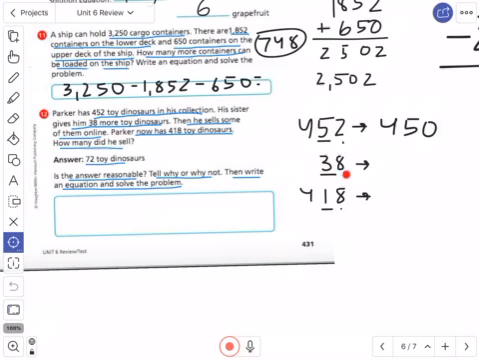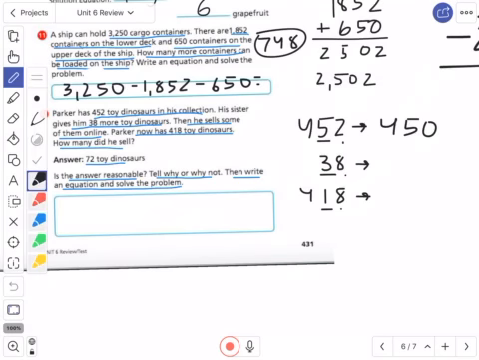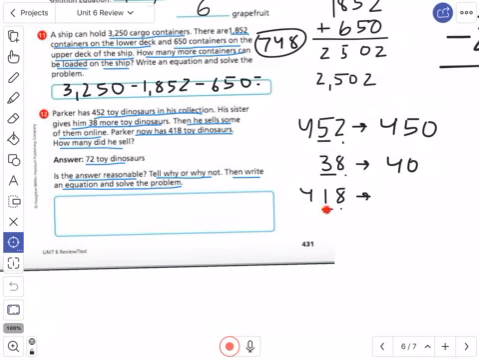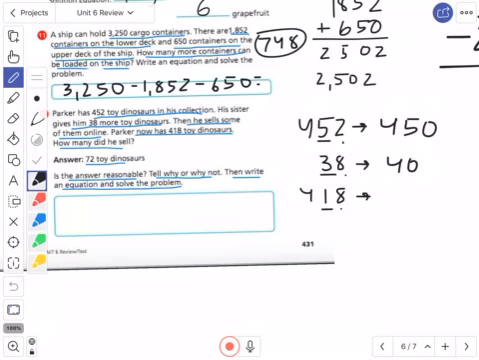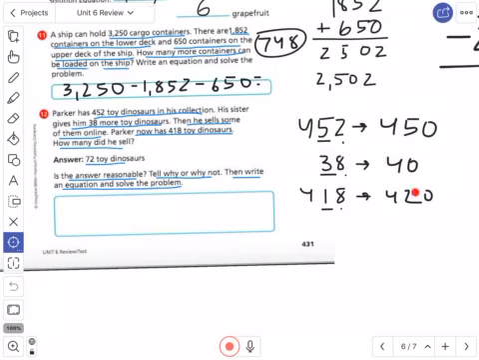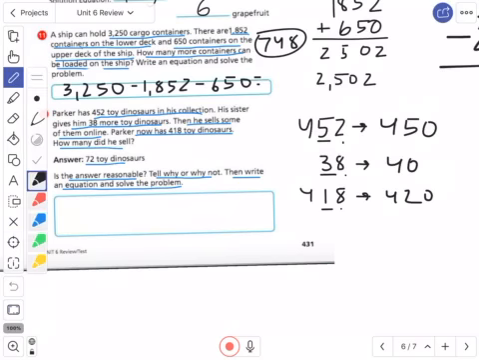For 38, the 3 is my rounder. The 8 is my helper. 5, 6, 7, 8, 9 tell me to go up. So after the 30s is 40, so just 40. Then right here, the 1 is my rounder. The 8 is my helper. Again, the 8 is going to tell me to go up. After the 10s is my 20s, so 420. I'm going to use those 3 numbers to help me get a rounded answer.